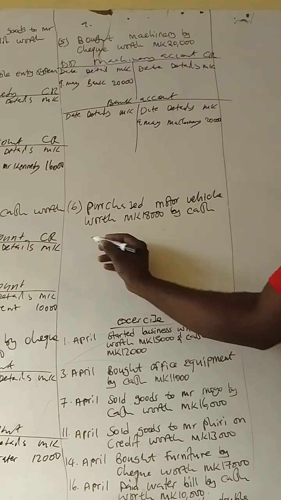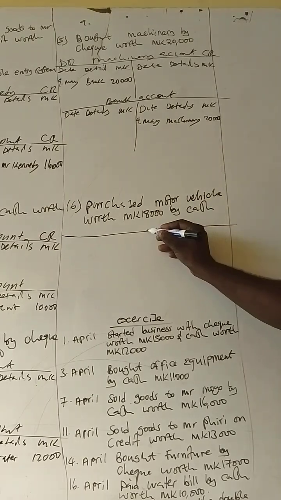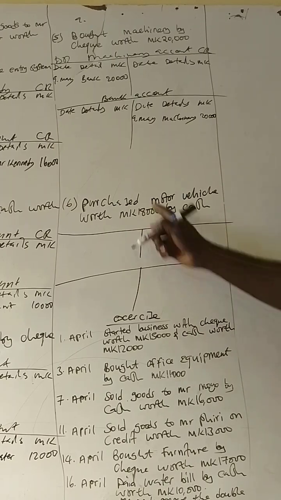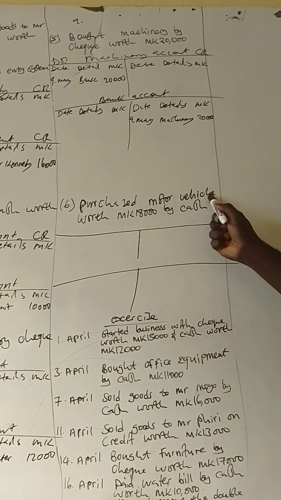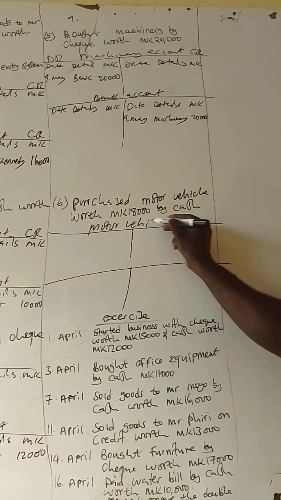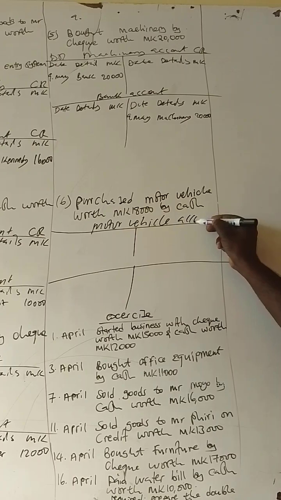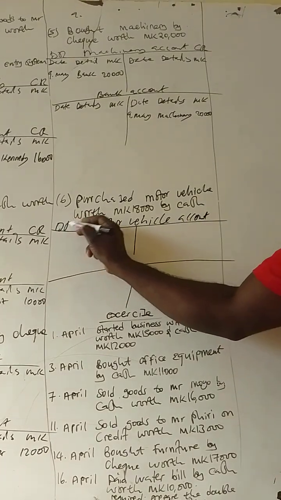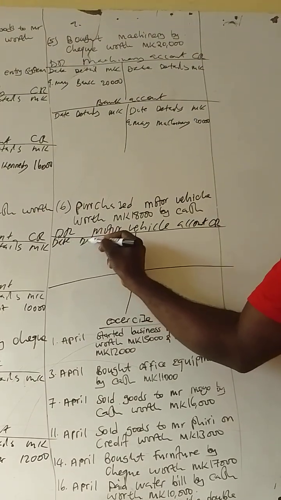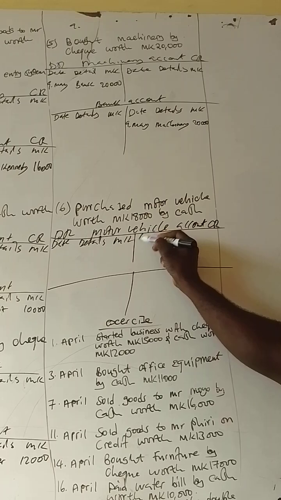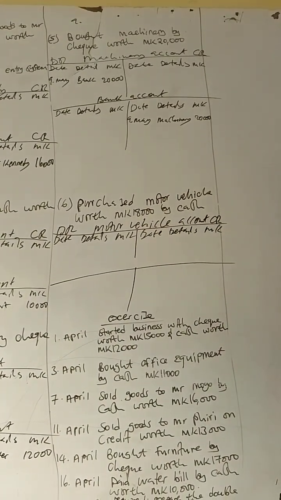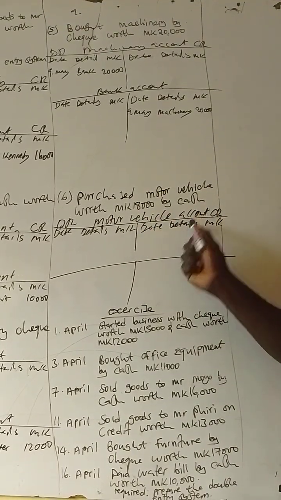Let's go to this one. We open two accounts. Which account first? Because we have purchased a motor vehicle, we have the motor vehicle account. Remember this is DR, and this is CR. This side is what we call date, details, and money. The same thing, date, details, as well as money. So remember, what will happen with this motor vehicle? Are we going to credit or debit?